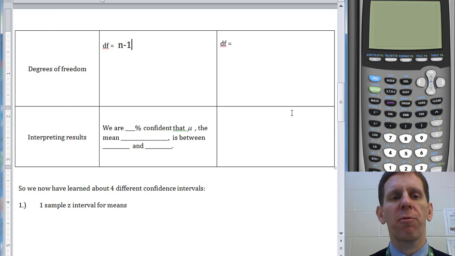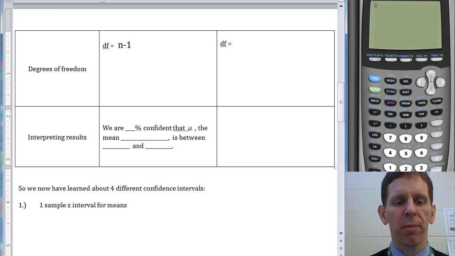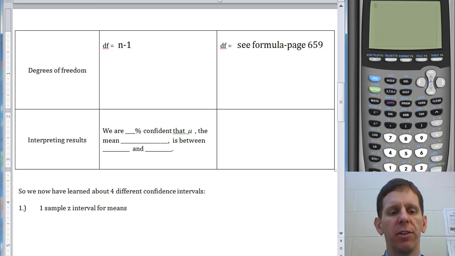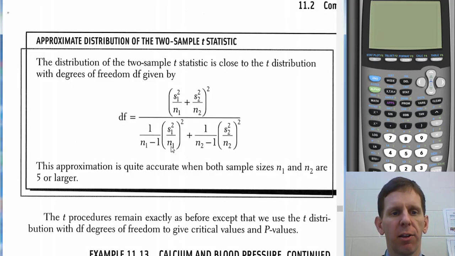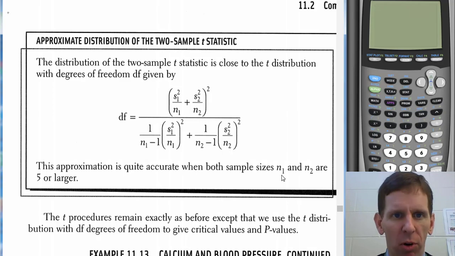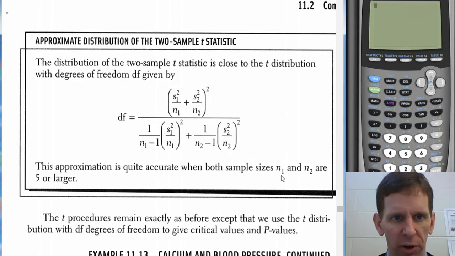To find the degrees of freedom for a two-sample t-interval, there's a formula in your book on page 659 to calculate this. The formula for degrees of freedom for a two-sample t-statistic involves taking standard deviations, sample sizes, and crunching out this awful-looking fraction. This is not a formula you're given on your formula sheet, so you'd have to choose to memorize this formula. Because it's a little bit tricky, let me suggest a couple other ways of finding the degrees of freedom.